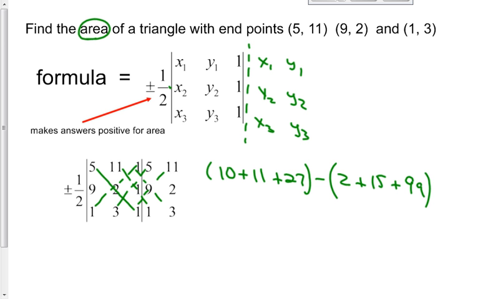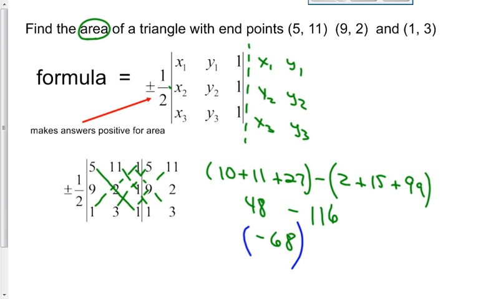10 plus 11 plus 27, 48, minus 2 plus 15 plus 99, 116. Can't read my own writing. And then 48 minus 116 is negative 68. Now we have to multiply by that piece of 1/2.